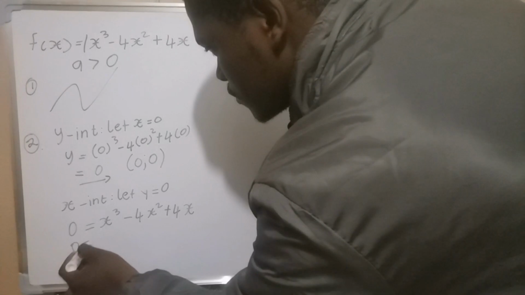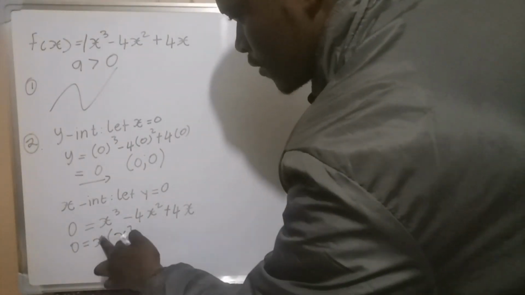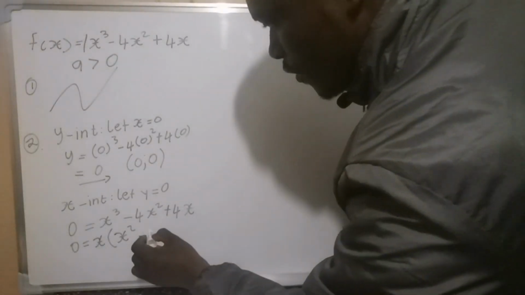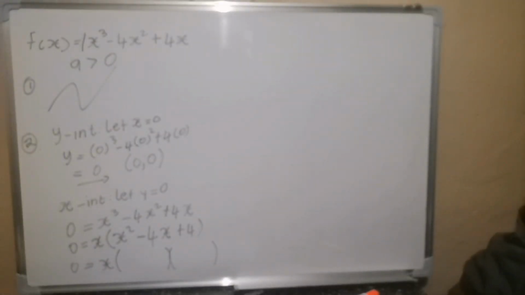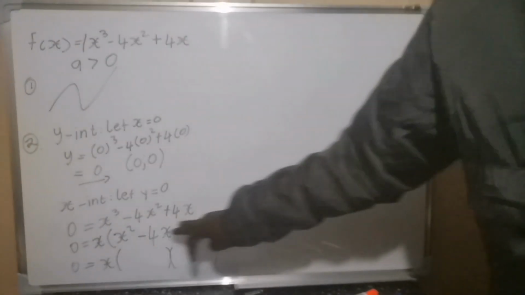So you're going to have 0 equals x bracket, first term divided by our common factor: x cubed divided by x is x squared, minus 4x squared divided by our common factor x is 4x, then 4x divided by x is plus 4. Now I can see this is a quadratic equation inside here. I have opened 2 brackets because this is a quadratic. So 0 equals x, then 2 brackets. There's no need for you to use inspection or synthetic division here, because you already have a quadratic equation. Then the factors of x squared are x and x.